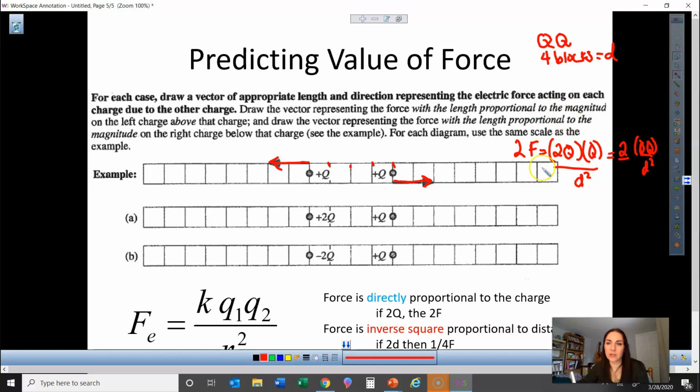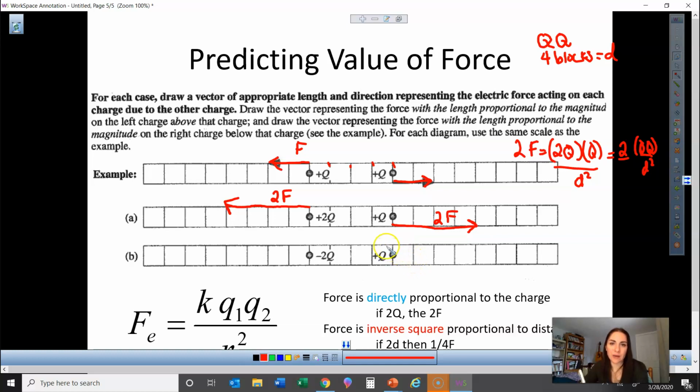Or if this like totally threw you off, think about it conceptually. If I double the charge, then I'll double the force, it's directly proportional. In order to show this graphically, I'd have to make this not 2, but 4 blocks long, because I just doubled the force. This is F. This is 2F. And they're going apart, because they're repulsive, like that.